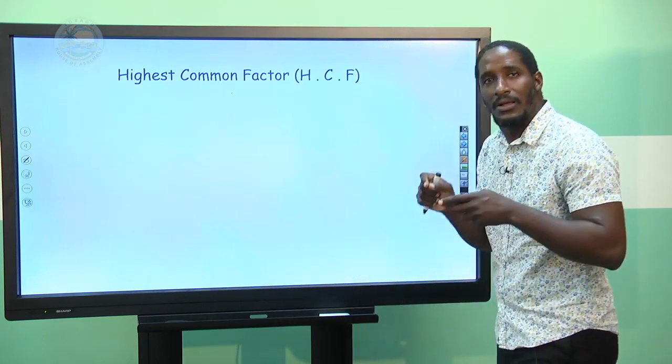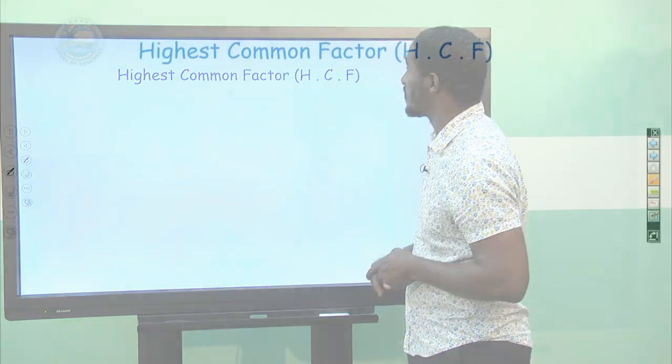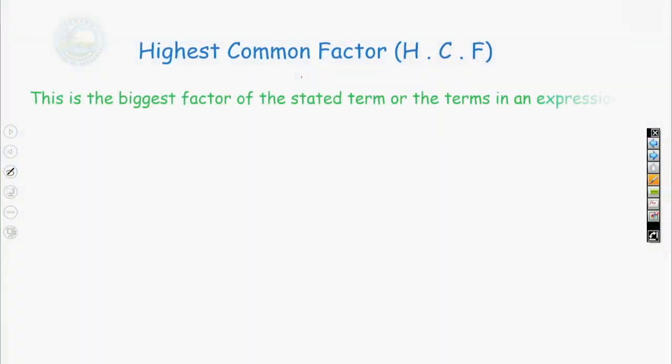So what do we mean when we say highest common factor? We are saying that the highest common factor is the biggest, the highest, the largest factor of the stated term or the terms in an expression. So what we need to do now is look at an expression. An expression is made up of terms. We looked at that in a previous video. If you have forgotten, please check that previous video. So we are saying that the highest common factor is the biggest, the largest factor of the terms in that expression.